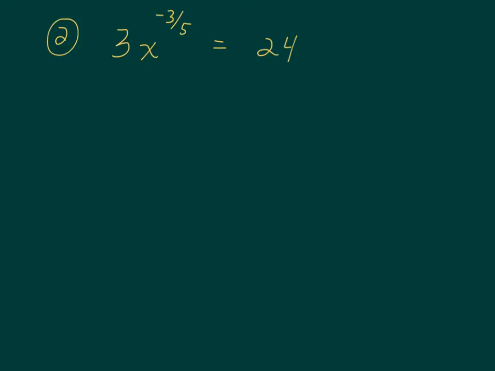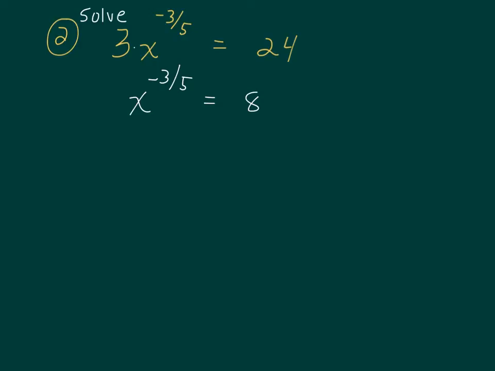In our next example here, we are looking to solve 3 times x raised to the -3/5 equals 24. Now this is not an exponential equation. Notice our x is not an exponent, but it is going to involve some exponent rules. So we are looking to solve for x, so that means we want to get x alone. Well, you see that 3 in front, so we can divide that 3 into that 24 and get 8.